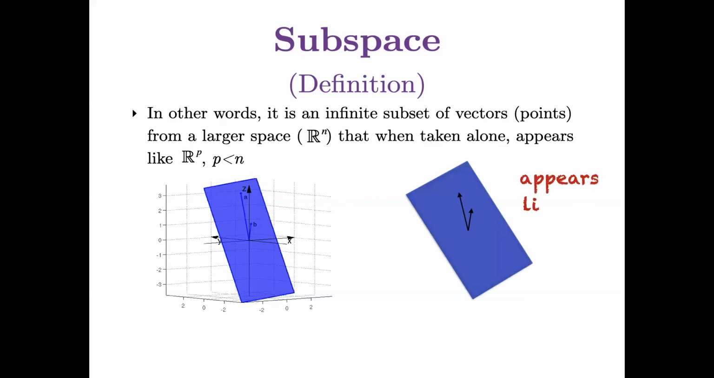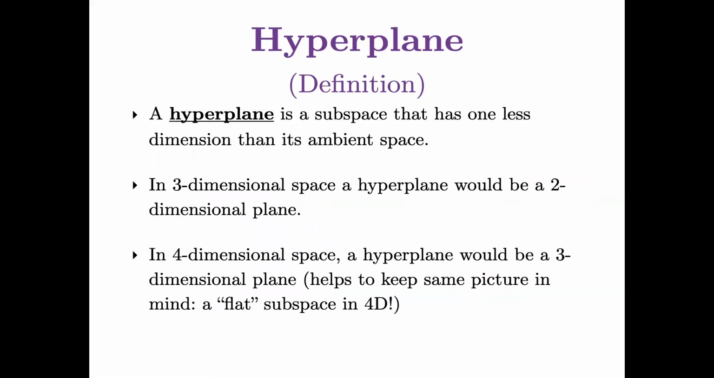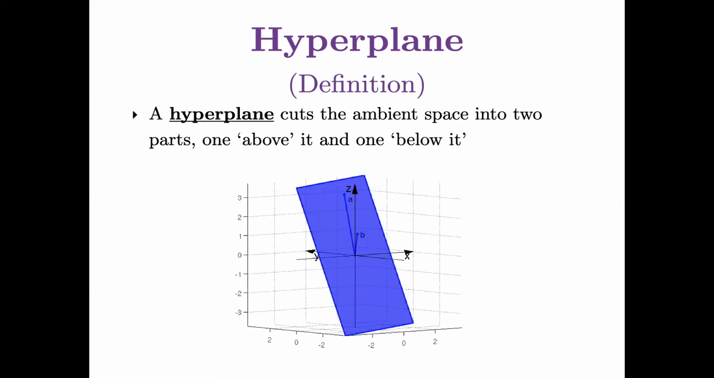Because as strange as it is, a hyperplane cuts the ambient space, that is the space in which it exists, into 2 parts. A part that's above it and a part that's below it. So this is odd when you get into higher dimensions and you're in a 4-dimensional space and you have a 3-dimensional subspace. It acts the same way. It cuts the space into a part above it and a part below it. So it's just like this flat divider. Very difficult to conceptualize.